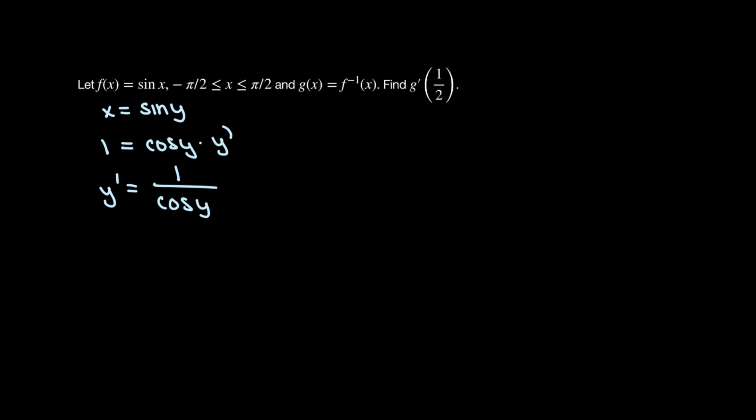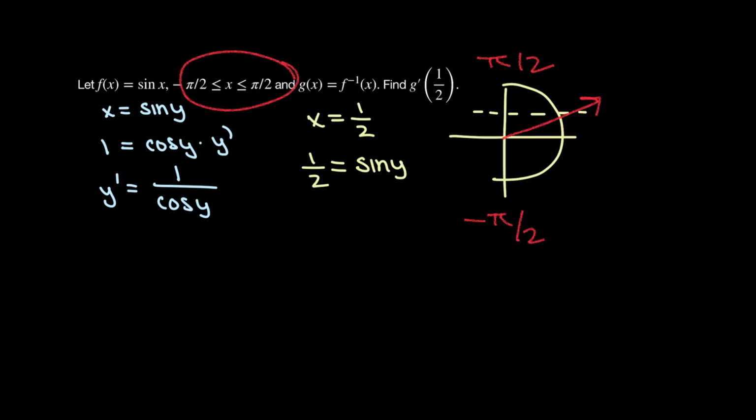Now let's see if we can evaluate this derivative for the inverse when x is a half. So if x is a half, I'm going to plug that into my inverse. So I get 1/2 equals sine of y. And I need to figure out what angle has a sine of a half. Now, this is where it's going to be important to recognize that we did restrict ourselves to angles between negative pi over 2 and pi over 2.